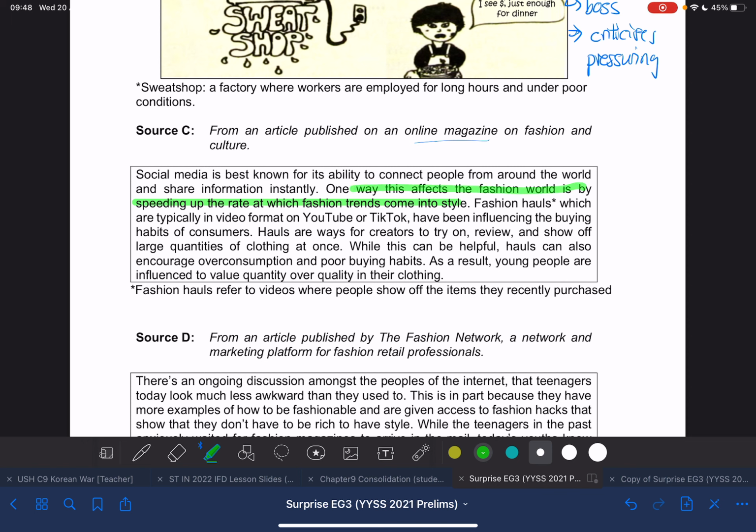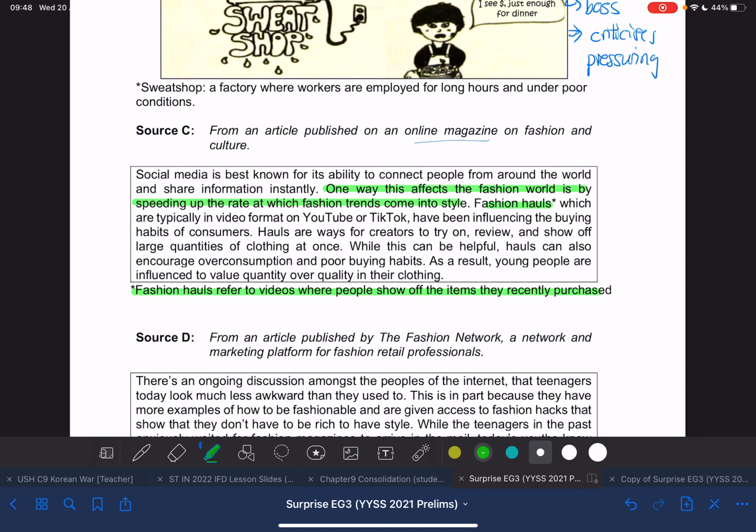This means that because of things like YouTube or TikTok, you can just go over to these social media outlets and you get to see many different fashion trends come in and out almost instantaneously. Okay? Fashion hauls, this is a description, is a video where people show off the items that they purchase, which are typically in video format on YouTube or TikTok, have been influencing the buying habits of consumers. Okay, so how has watching these videos affected what consumers do, what the shoppers do?